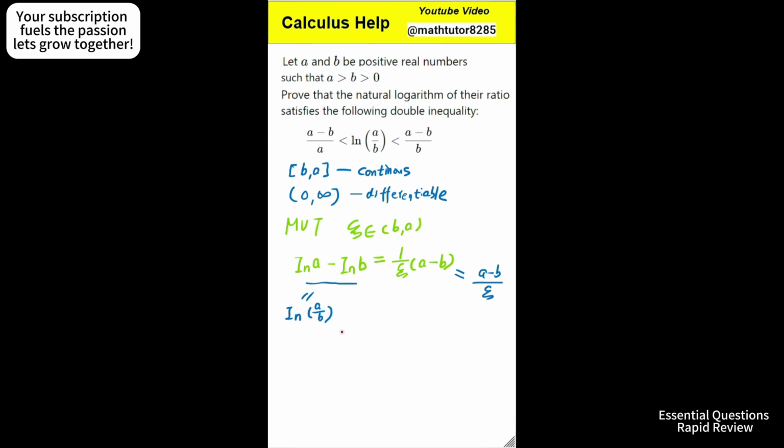Next step is to use the fact that c lies between b and a. Because c lies between b and a, and since b is less than c and c is less than a, the reciprocal of c must lie between the reciprocal of a and the reciprocal of b. Now if we multiply everything by a minus b, which is a positive number, the inequality still holds.